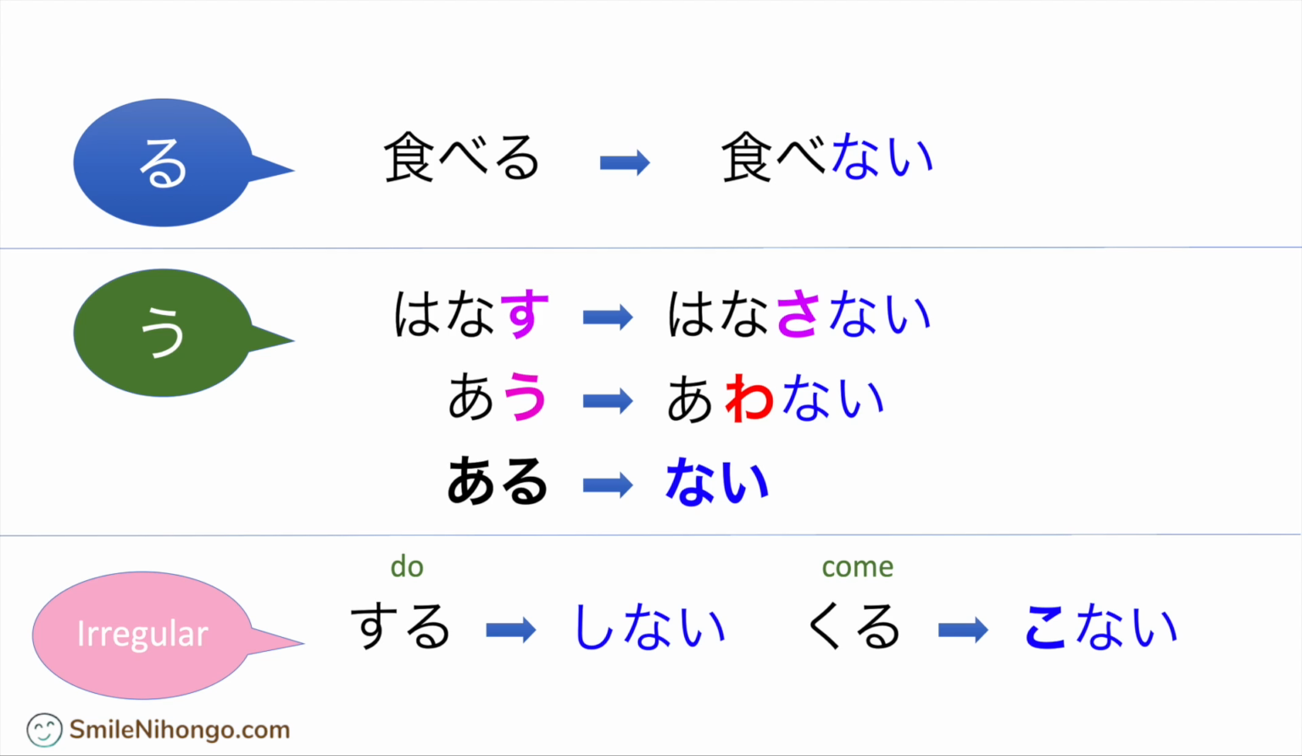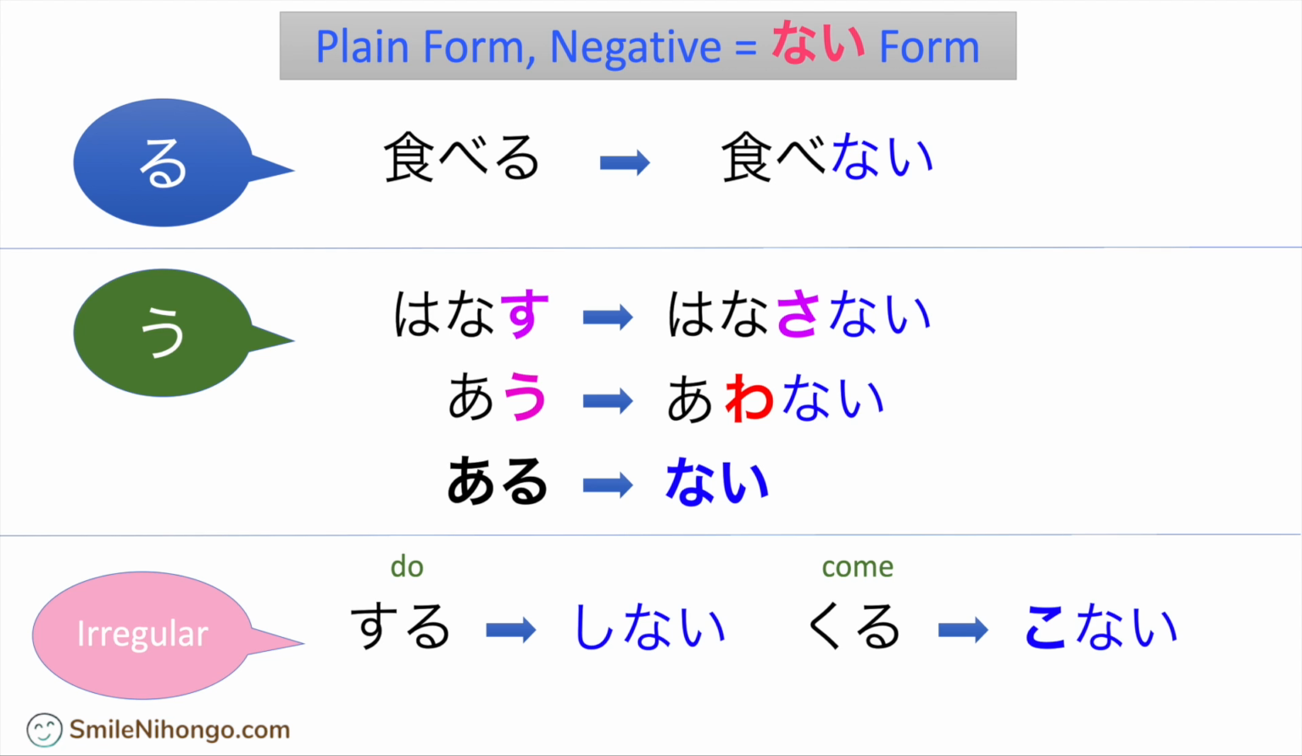Here's the summary of ない form. So now you know how to convert all the Japanese verbs in plain form into the negative. By the way, plain negative forms are often called ない forms because they all have ない at the end.